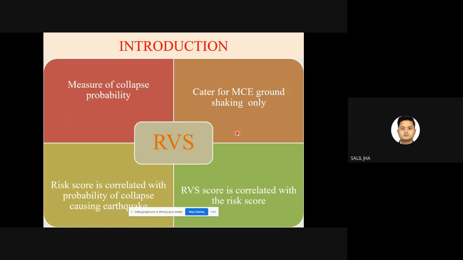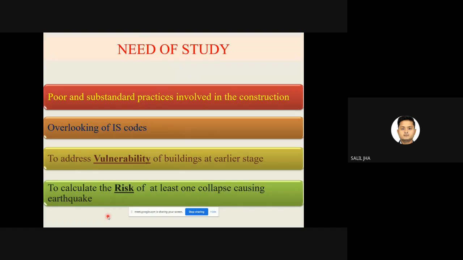For that matter, RVS score is then correlated with the risk score, where risk score is the measure of probability of at least one earthquake during the years that would lead to collapse of the building. Then further, risk score is correlated with the probability of collapse-causing earthquake.